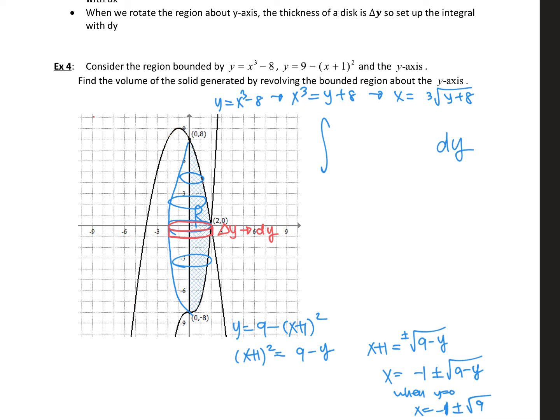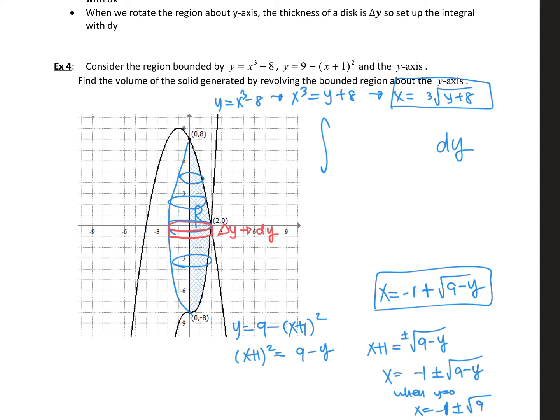So here I'm going to say x is equal to -1 plus radical 9 minus y. Okay, so that's the function on the bottom. So I have this function that's representing the parabola here, and then I have this other function, right? So I'm looking at the solid here. The lowest value of y is -8, and it goes to +8.